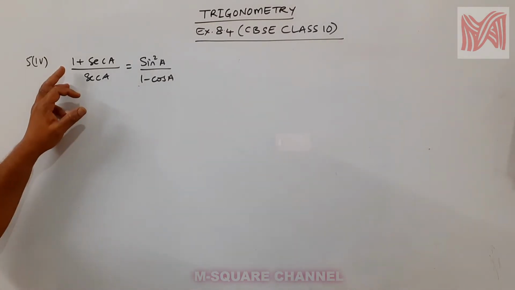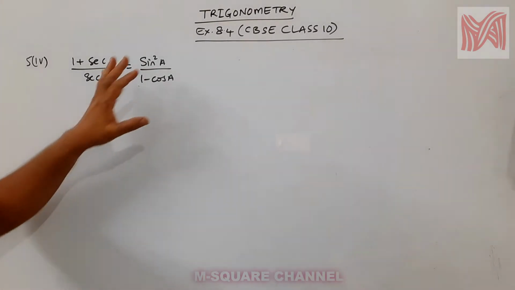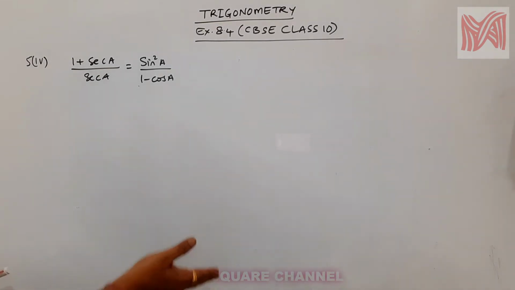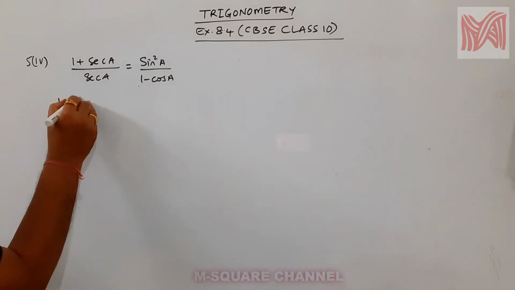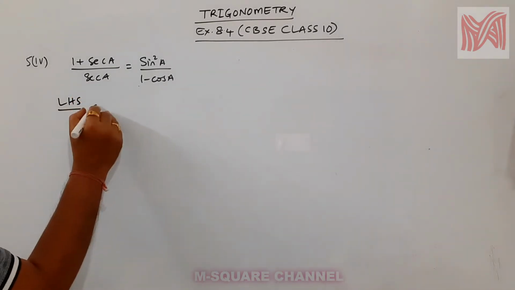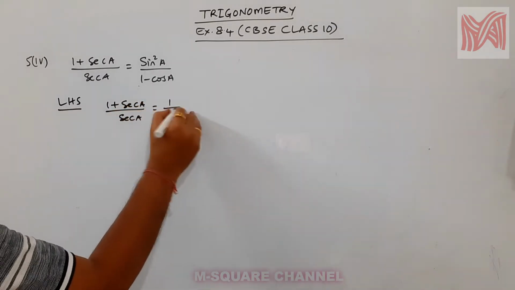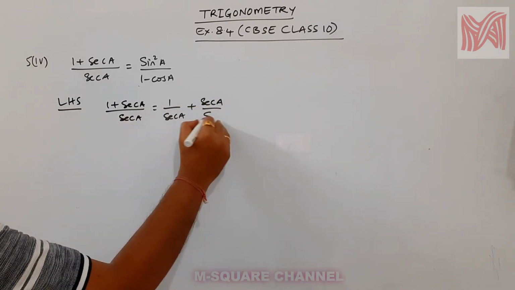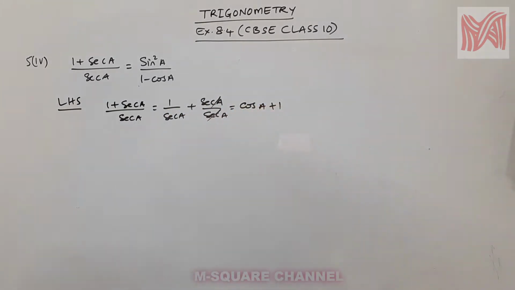In this question, 1 plus secant A by secant A equals sin square A by 1 minus cos A. So this is sin and cos, this is secant. So we are going to take the LHS and RHS separately. So we can get the answer directly. Otherwise we can change it, but rationalization is important. Please see 1 plus secant A by secant A. That means 1 by secant A, split the fraction because the denominator is single, secant A by secant A. These two are cancelled. 1 by secant A means cos A, plus 1.